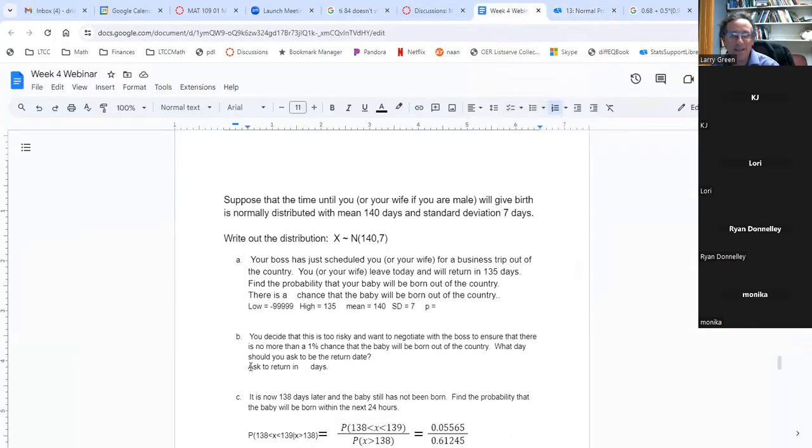So you can negotiate with your boss. So here's part B, the next scenario. You decide it's too risky, and you want to negotiate with the boss to ensure that there is no more than a 1% chance that the baby will be born out of the country. Does that seem more reasonable? If you have over a 99% chance of having the baby in the US, that sounds a little better, doesn't it? So, what day should you ask to be the return date? Any questions on that?